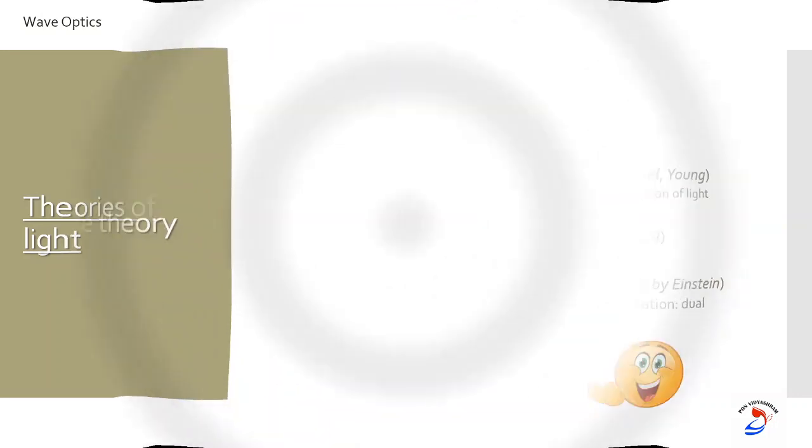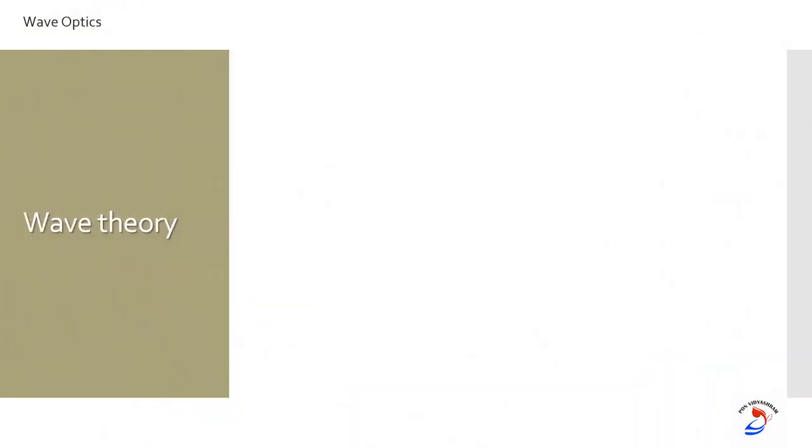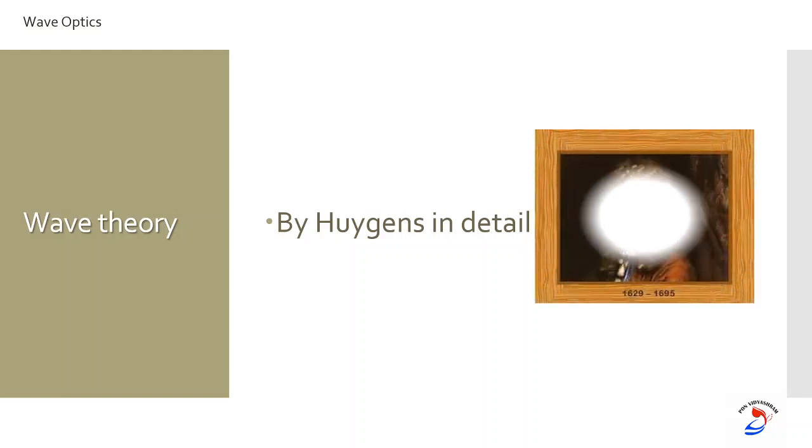Yes. Okay. So which theory are we going to study here? We're going to study the wave theory, proposed by Huygens, in detail. So this is Christian Huygens. See, he lived in the 17th century. I think he proposed the theory in 1675. That is about 20 years before his death.